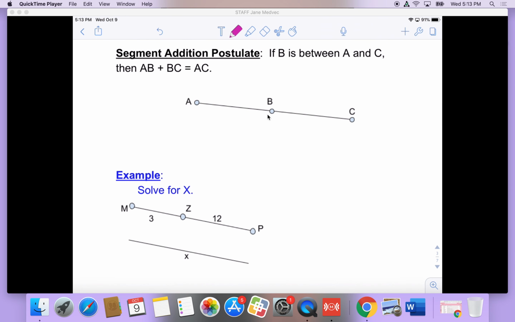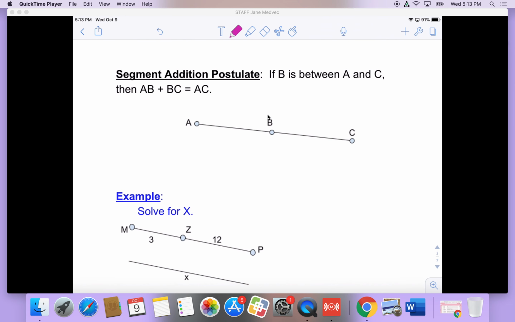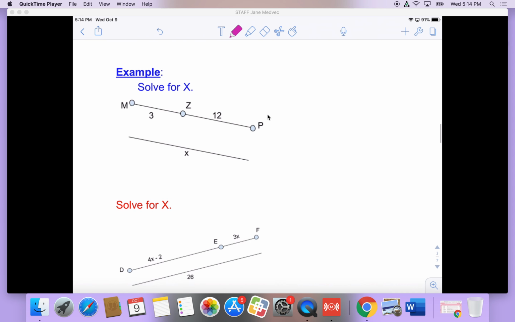All right, segment addition. Segment addition is something we're going to use a lot this year. What it's saying is that if I have B and it's between A and C, then if I take AB, this measurement, and I add BC, that gives me the whole thing. It's kind of like, duh. If I take one little segment, another little segment, and put them together, it's going to equal the whole piece together. Let's go ahead and use this then.